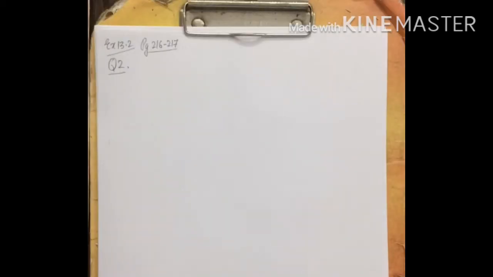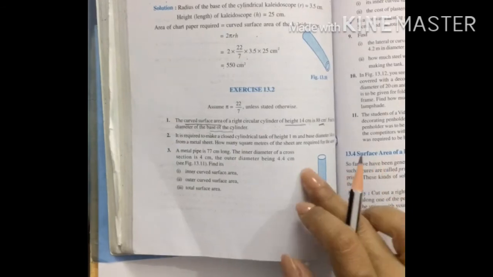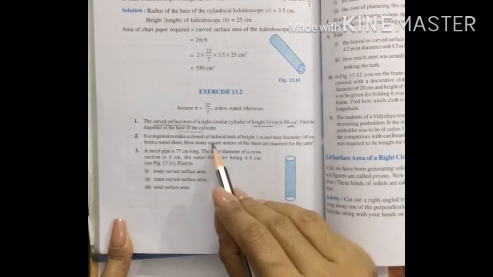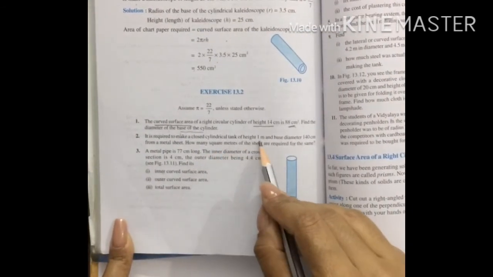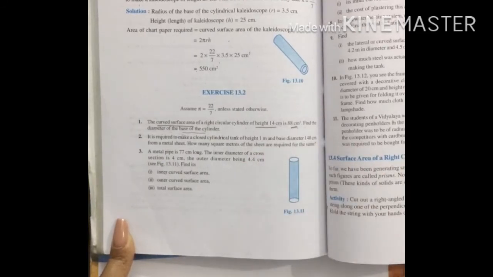Continuing further, let us take question number 2 now. Question number 2. It is required to make a closed cylindrical tank of height 1 meter and base diameter 140 centimeters from a metal sheet. How many square meters of sheet are required for the same?